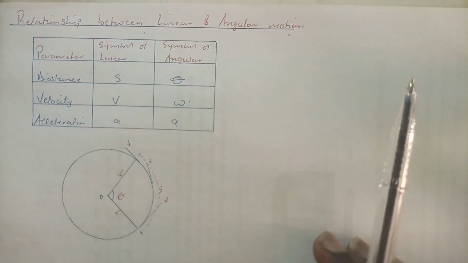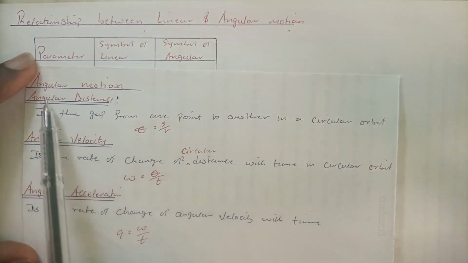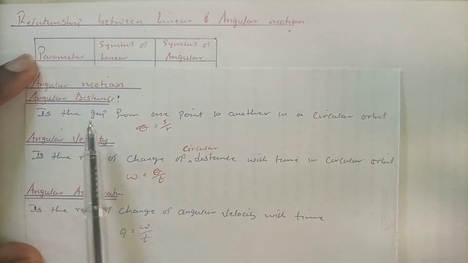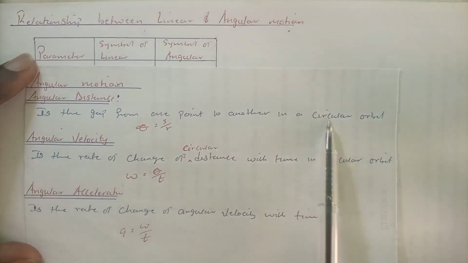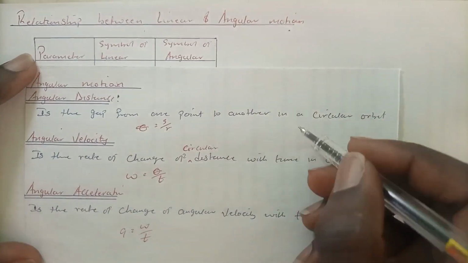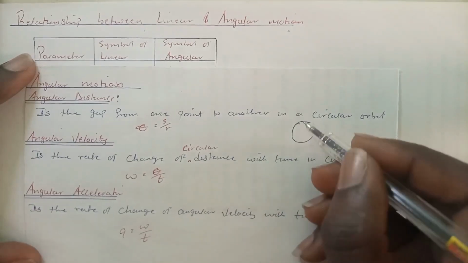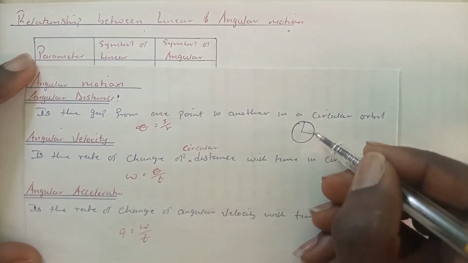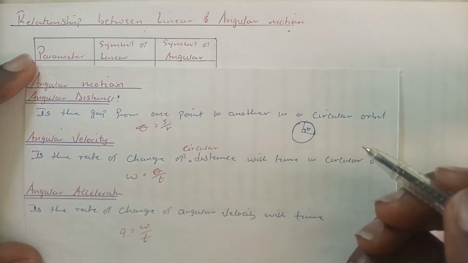So now let's look at the angular motion parameters. Under angular motion, angular distance is the gap from one point to another in a circular orbit, meaning the gap between 2 points. If an object is moving in a circle and it moves from this point A to this point B, the gap it creates, that is the gap here, is what we call the angular distance, psi.